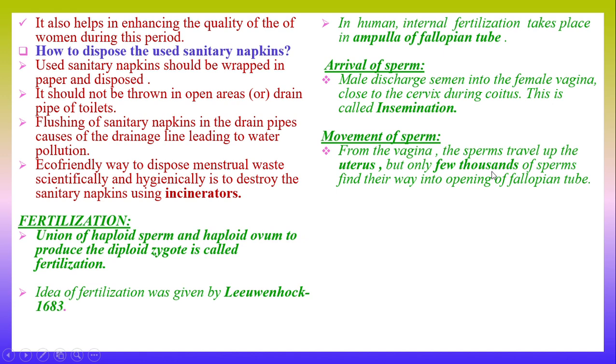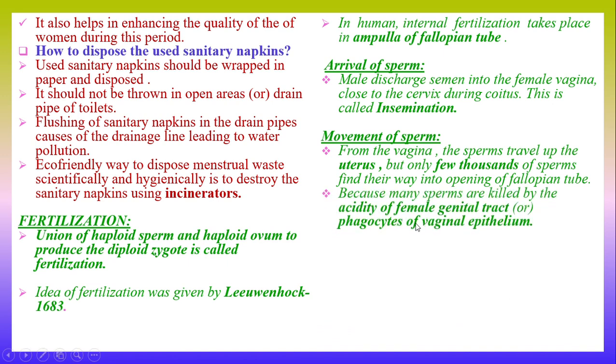Why have we written a few thousand here? Even though 50 million sperms are released, most of them are killed by the vaginal body. Okay? Many sperms are killed in the acidity of the female genital tract and the phagocytes of the vaginal epithelium.